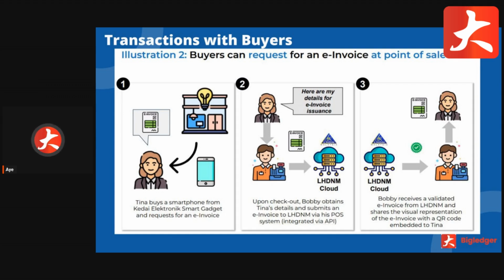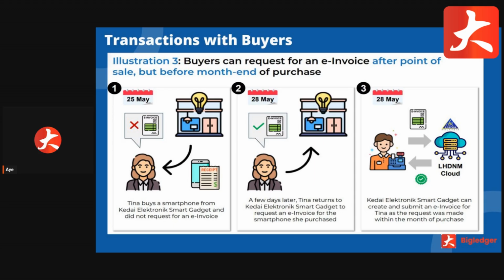Then after submission, within a few seconds, the cashier will receive a valid e-invoice. Then the cashier can give the QR code to Tina. At the same time, Tina also will receive an email from the LHDN site. But in order to receive the e-invoice notification from the LHDN site, Tina must log in to the MyInvois portal to set her notification for the e-invoice. Okay, then third one, buyers can request for an e-invoice after point of sale, but before month end of purchase.